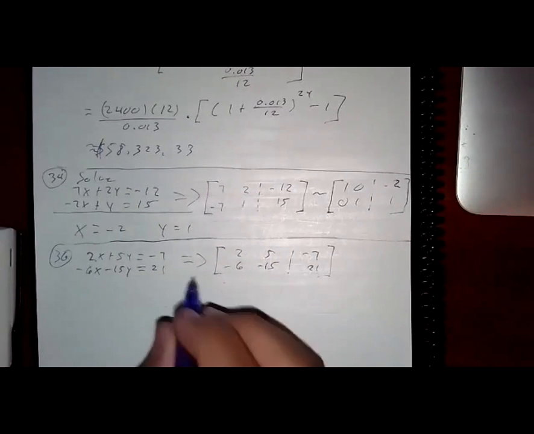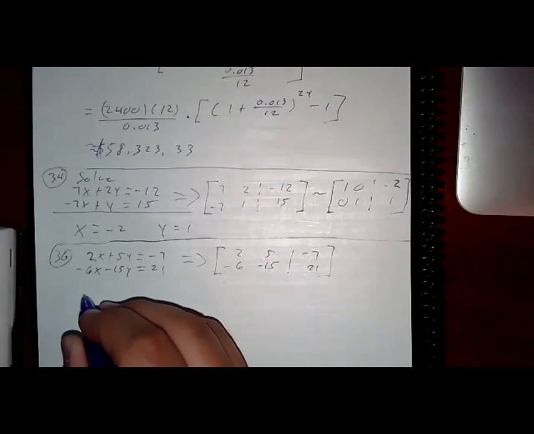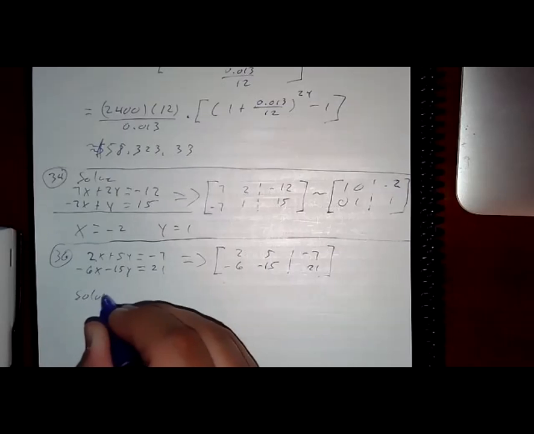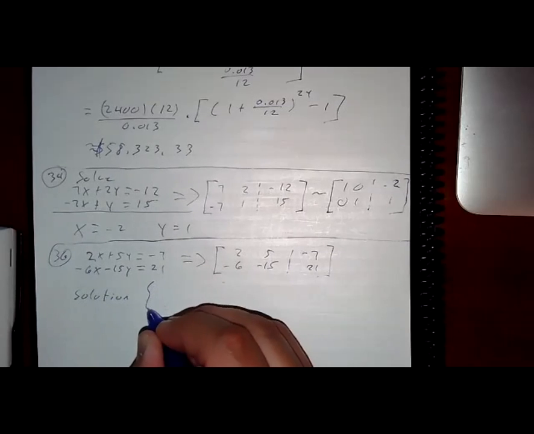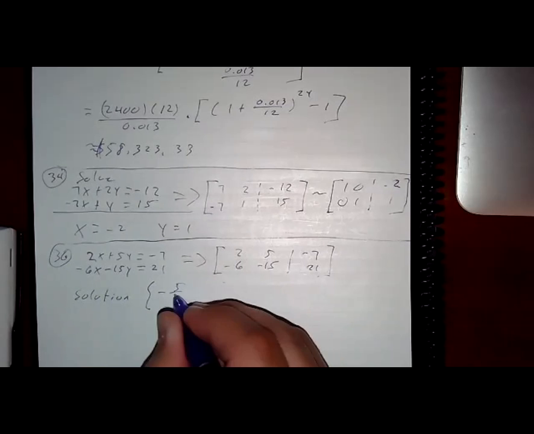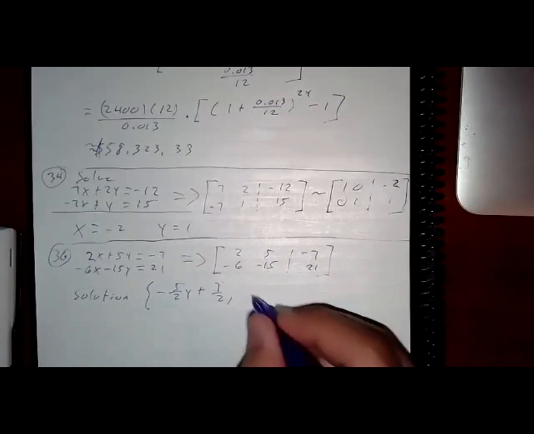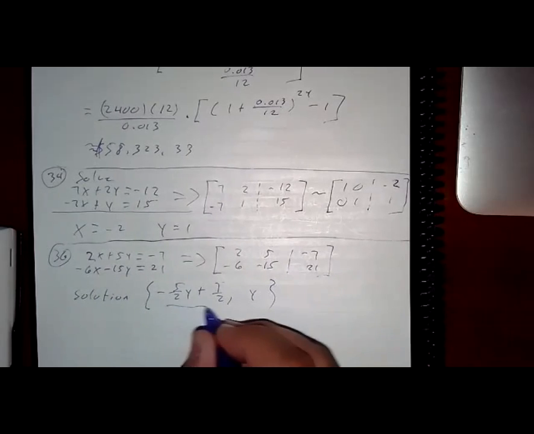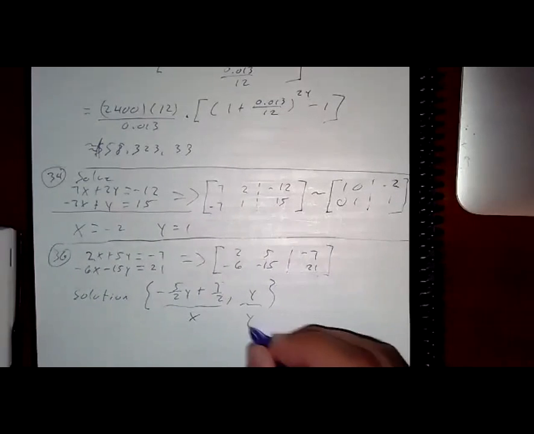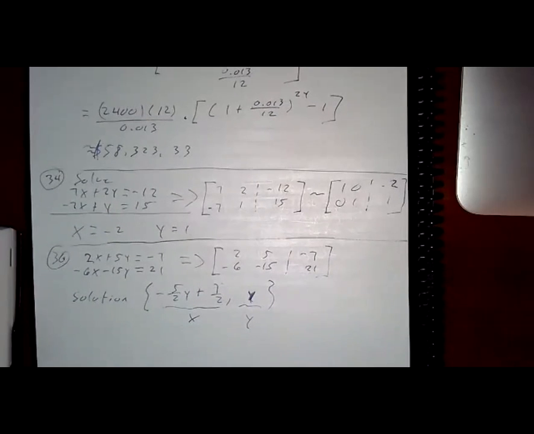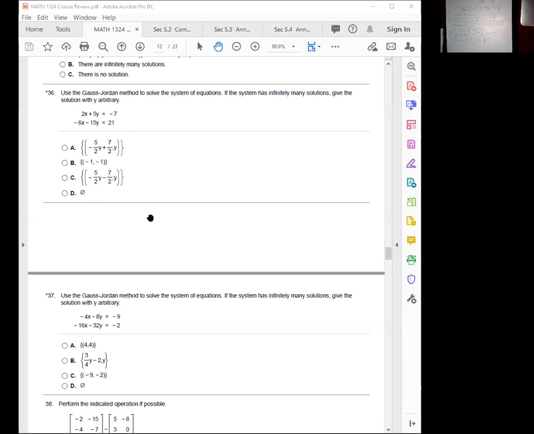They just want it as a coordinate. They're asking, what is the solution? So the solution is negative 5 halves y minus 7 halves. This is the x value, and this is the y, of course. Are there any questions on how they write that? I know it's kind of weird, so I just want to make sure we talked about it.